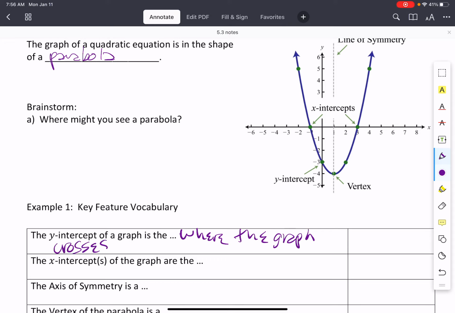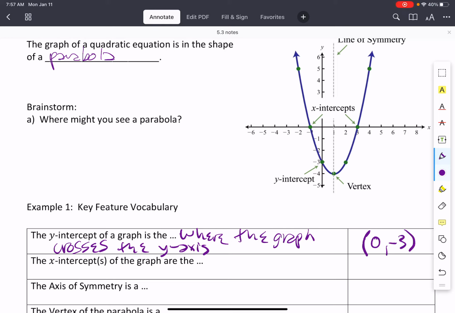crosses the y-axis. Okay, what we're learning today is not just the vocab, but it's the notation. The y-intercept is a point. Okay, coordinate points have two things. Which one's first, the x or the y in a coordinate point? The x. So on the y-intercept, what's the x coordinate going to be? 0. Good. So on this graph, for example, the y-intercept is (0, -3).